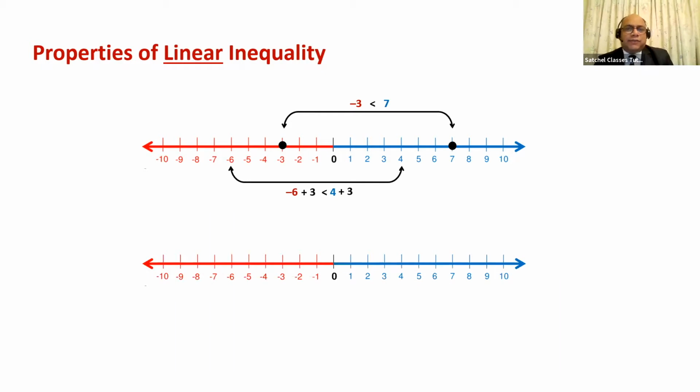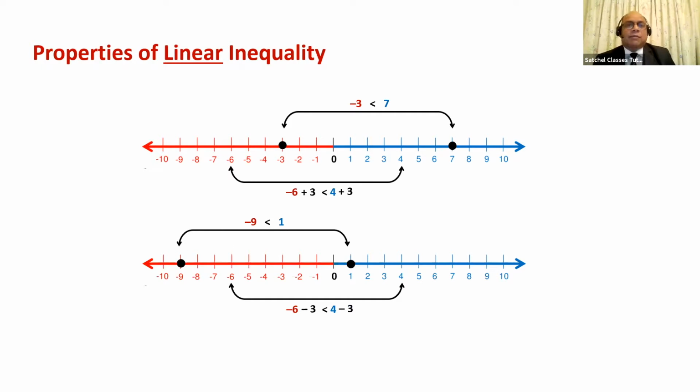The same is true if I subtract. -6 is clearly less than 4. If I were to subtract 3 from both sides, both these points will now move left by the same number of units, which is 3. So -6 will move to -9 and 4 will move to 1. And as you can see, -9 is still less than 1. So both of these points are moving the same units to the right or left, and hence the inequality between them will not change.